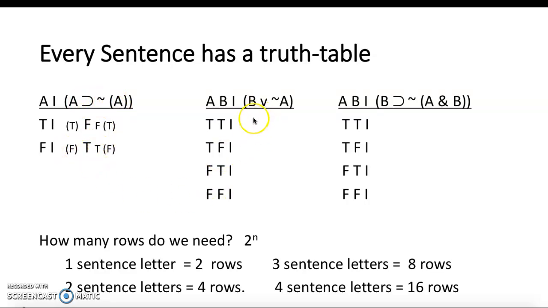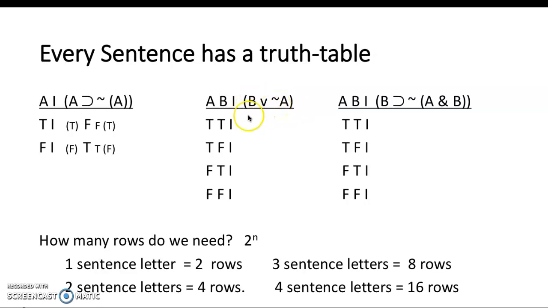And we can do the exact same for the sentences. So let's start from the beginning. If I ask you to construct a truth table for any sentence, the first thing you need to do is determine how many sentence letters we have. Well, here, if I give you a sentence B or not A, there are only 2 sentence letters.